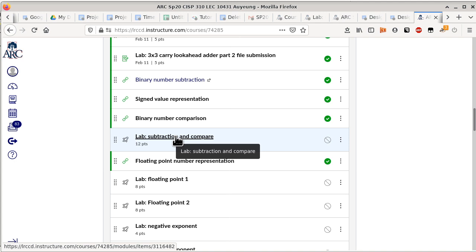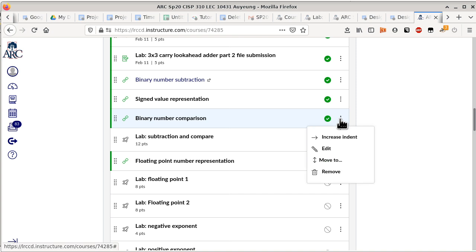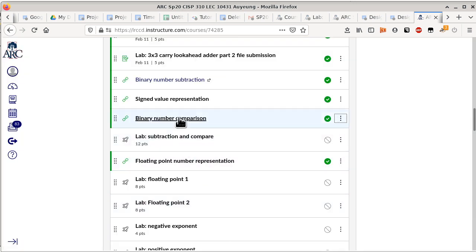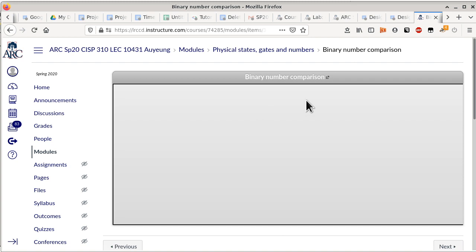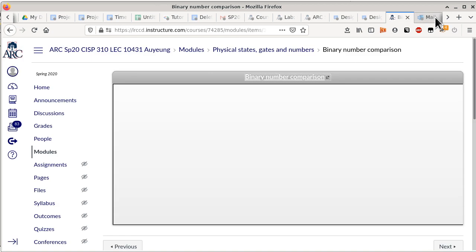Yep. When I checked earlier, the binary number comparison link did not work. Oh, you mean the note doesn't work? Okay, I have to fix it. Okay, thank you. So this one, yep, it's still referring to the older server. Okay, well, let's see. That should do it. Yep, so it works now. Yep, I'll have to fix all the URLs too, but we'll start with this one.